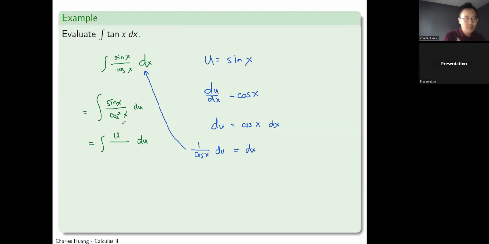Sometimes you'll just go down the wrong path, and you know you're on the wrong path because the cosine didn't go away. I substitute for sine, and that didn't make my cosine go away. Then that means there's something wrong with your substitution.